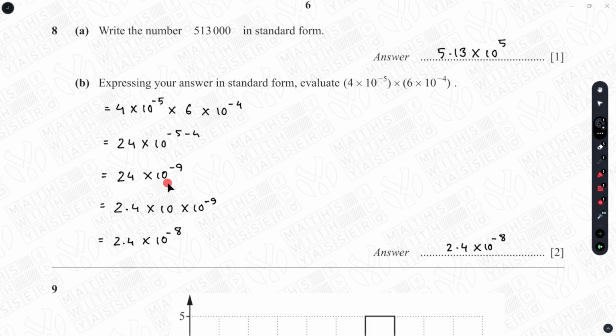Now, since we need to answer in standard form, I can write 24 as 2.4 times 10, times 10 to the power -9. So now again I need to add these powers. It will be 1 plus -9, which is -8. So in standard form, it will be 2.4 times 10 to the power -8.